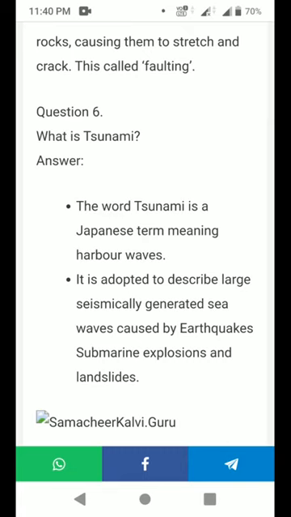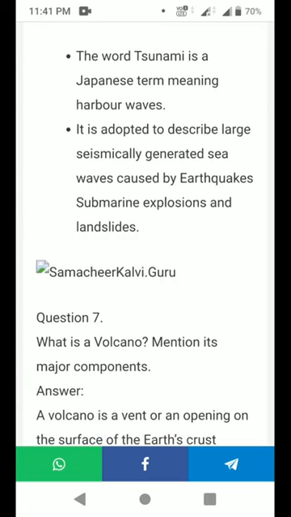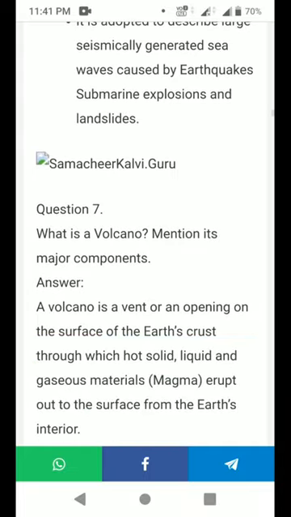Question number 6. This is a very important question. Please listen. What is tsunami? The word tsunami is a Japanese term meaning harbor waves. It is adapted to describe large seismically generated sea waves caused by earthquake, submarine explosion and landslide.